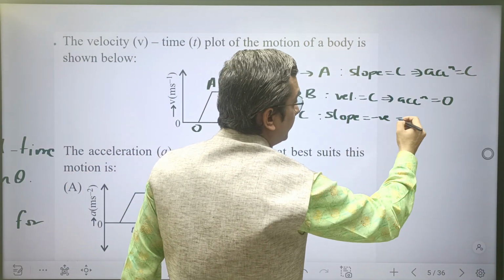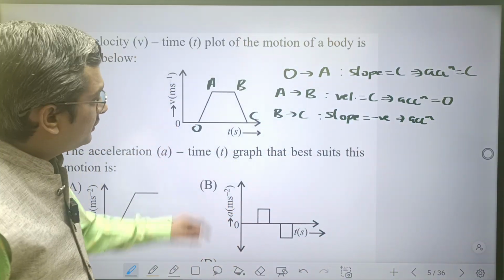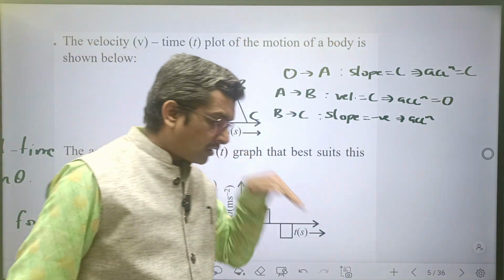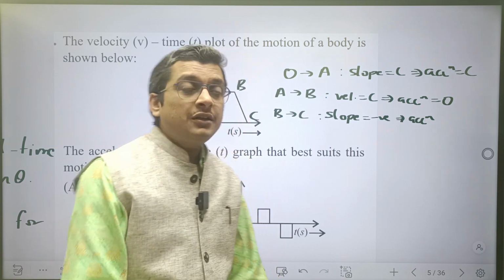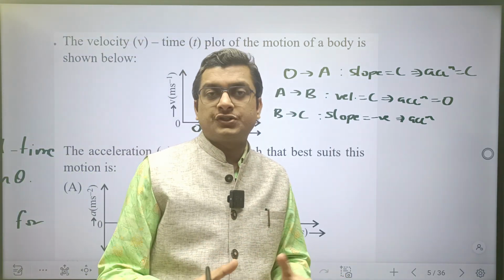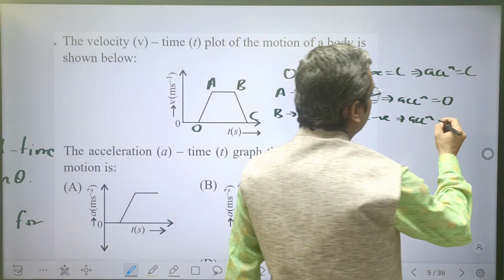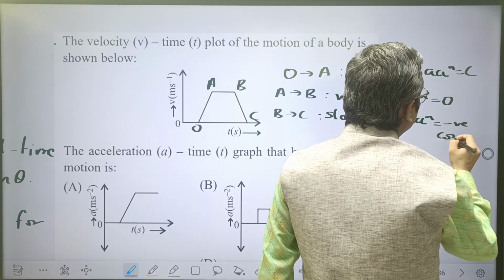Slope is negative. So two concepts are being used here. Here the slope is negative because there is a downfall, and simultaneously it is being represented by a straight line, so the slope must be constant. So here the slope is negative constant. It means that acceleration is also negative constant.